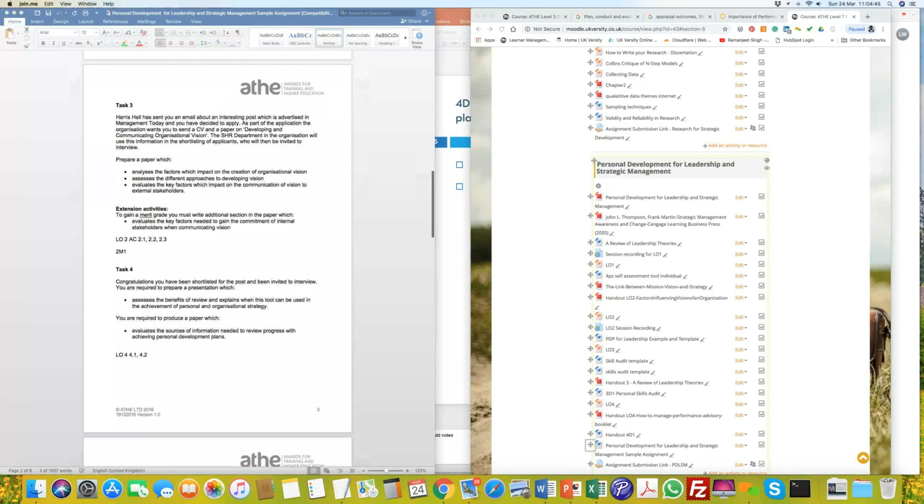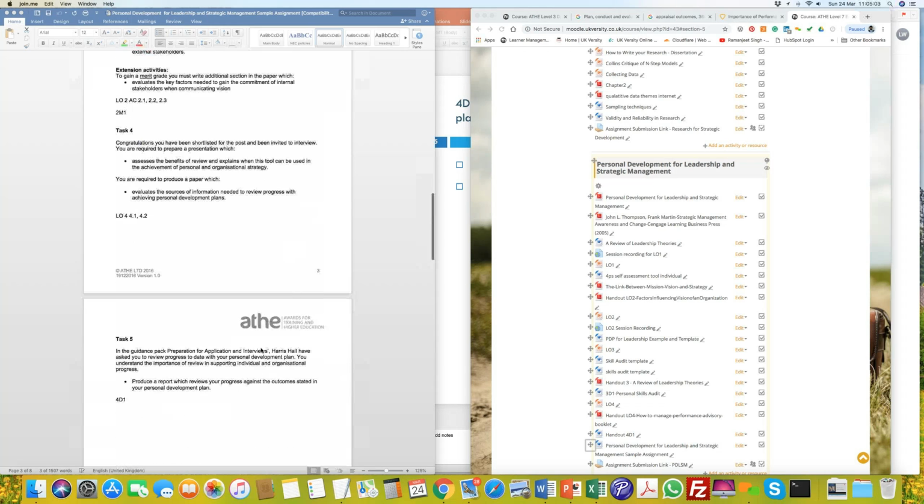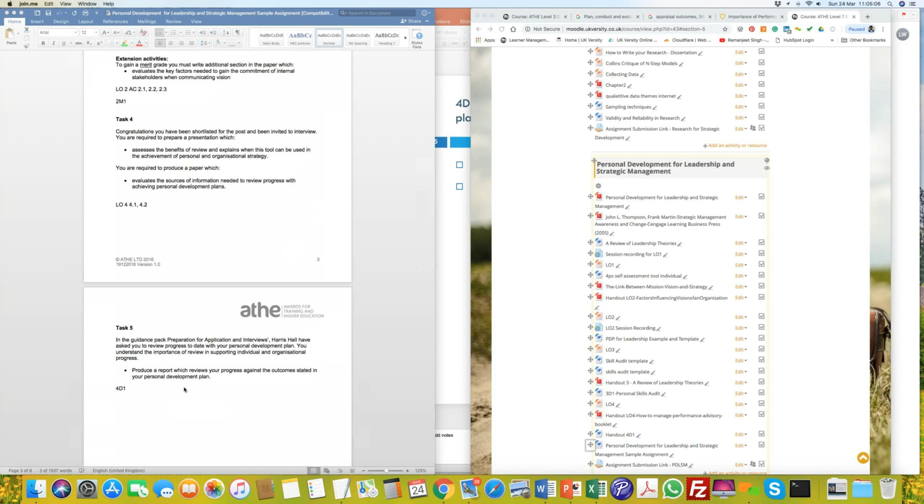So in the 4th task, you're reviewing your PDP, the one that you've created in learning outcome 2, using that template, which is the handout 4D1. You want to look at primarily reviewing the performance against what you planned and what set of activities you've achieved when you decided on the PDP.